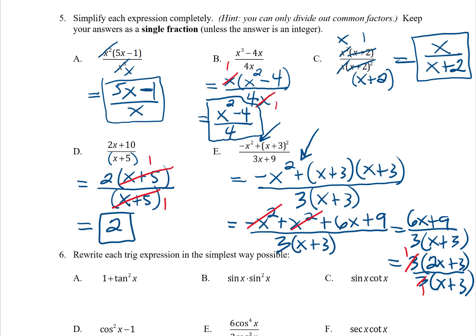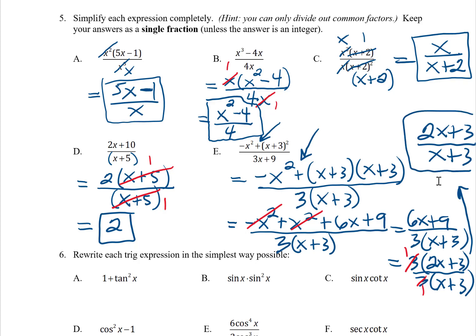I don't have any 2x plus 3's on the bottom, and I don't have any x plus 3's on the top, which means this then is the final answer. 2x plus 3 divided by x plus 3. All of these pieces are not factors. X is part of an addition problem. 3 is part of an addition problem, etc. So there is nothing else I can do. This is the final answer.